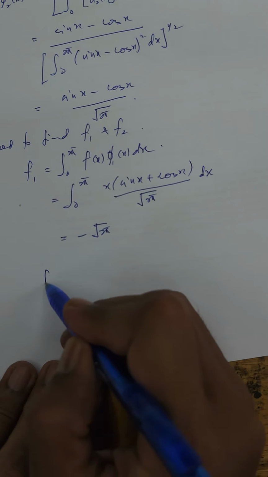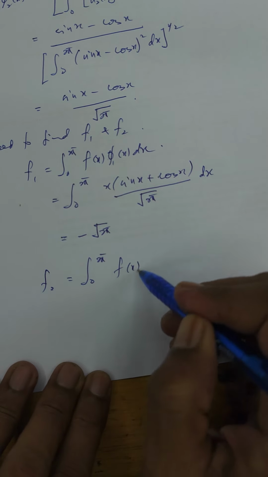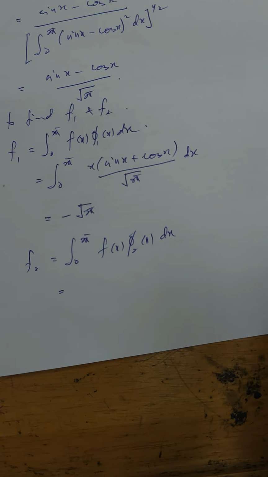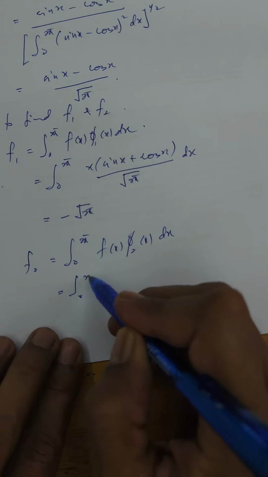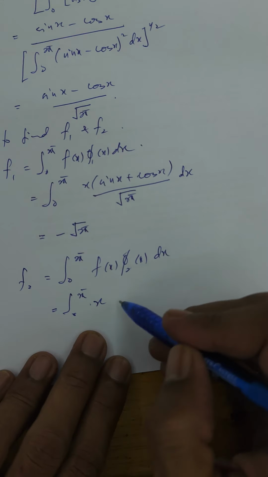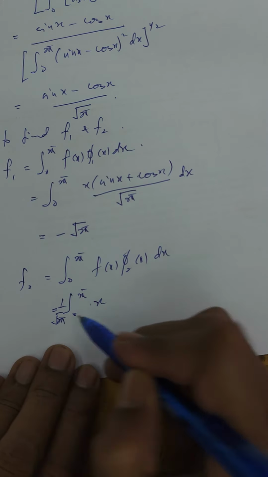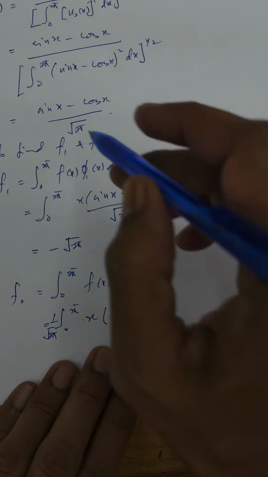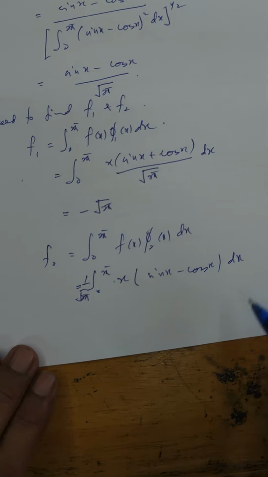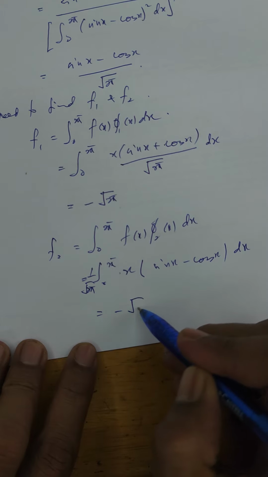Yeah, and for f2 we have the integral from 0 to 2 pi of f(x) phi 2(x) dx. This is equal to the integral from 0 to 2 pi. Our f(x) is x, our phi 2 is those things, so I can take out the 1 over square root of 2 pi outside. Then what is left is sine x minus cos x dx. So again, it's not difficult to find. This is, you got minus 2 pi.